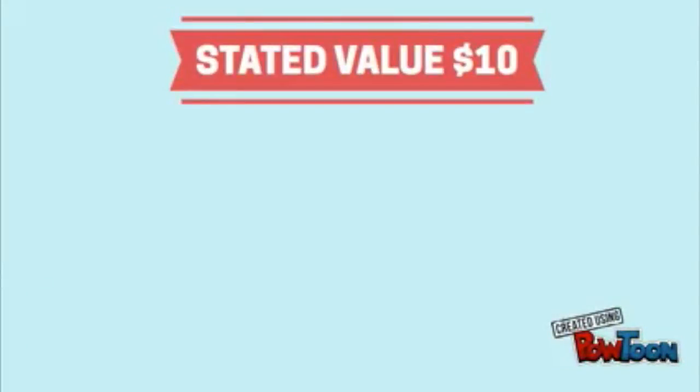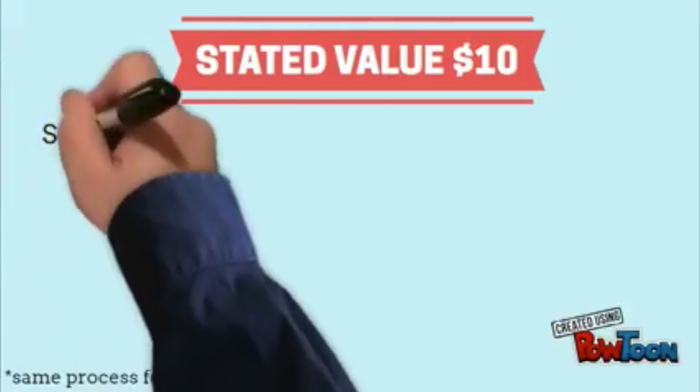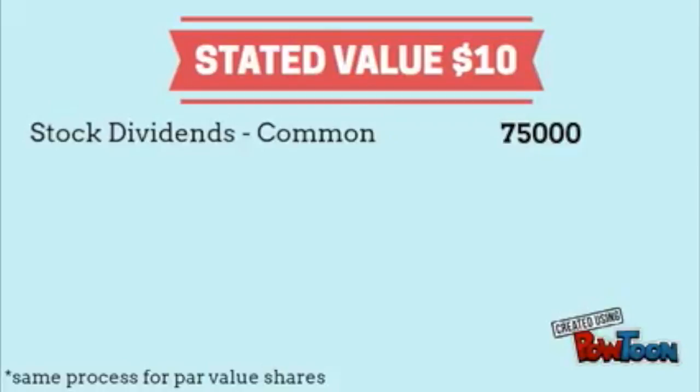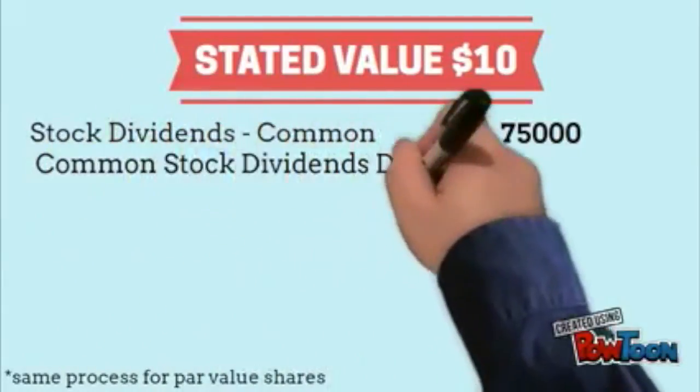A stated value of $10 will be used for scenario B. However, it is the same process for a par value share. Again, stock dividends would be debited by the amount that is determined by multiplying the fair market value and the number of shares issued. Common stock dividends distributable would then be credited like before.